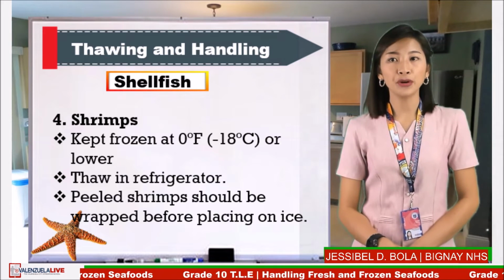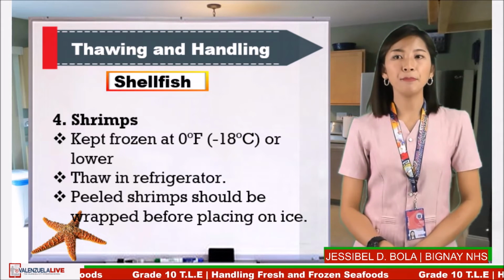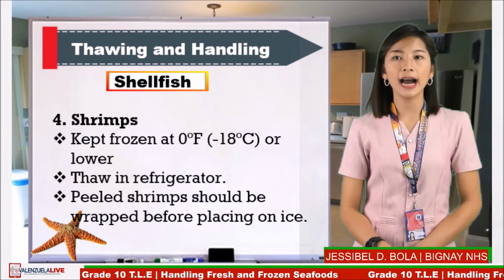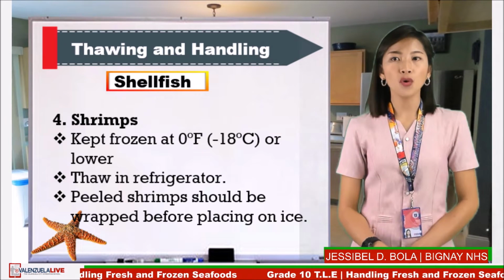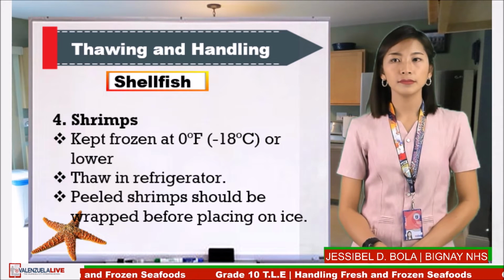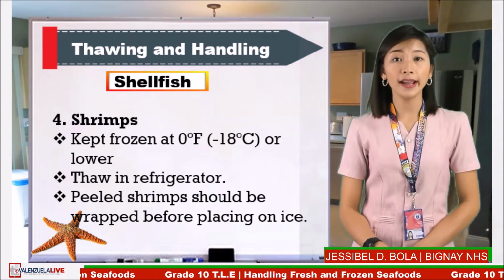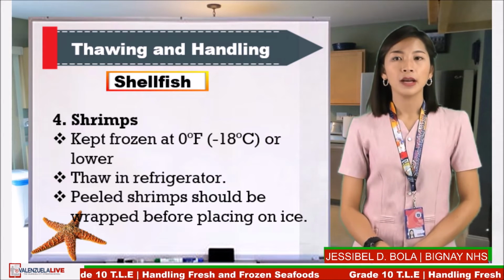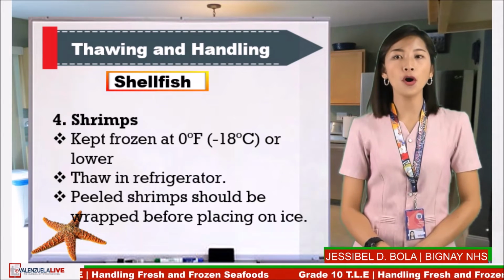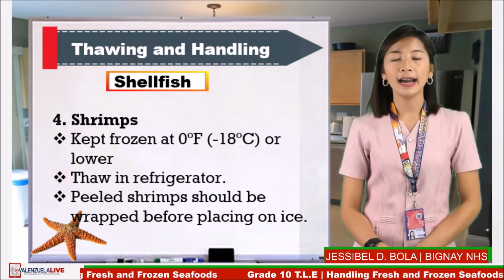When it comes to shrimp, keep frozen at -18 degrees Celsius or lower, then thaw in refrigerator. Peeled shrimp should be wrapped before placing on ice.